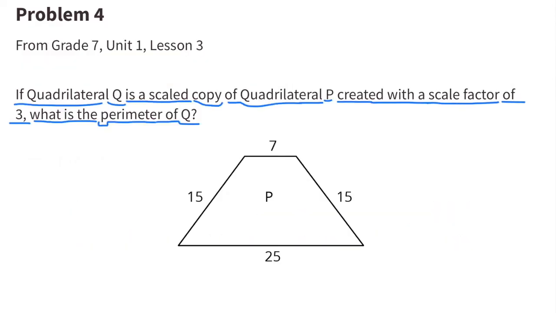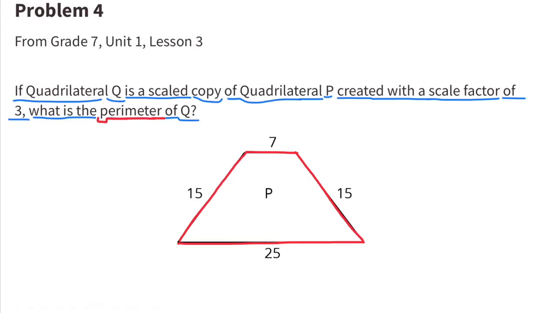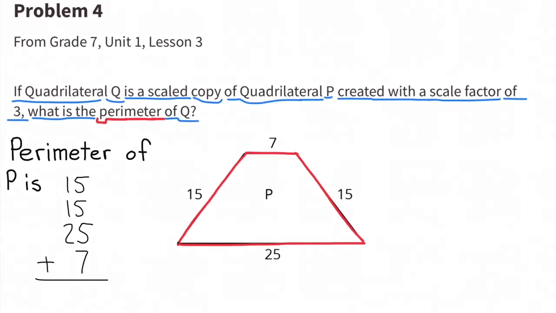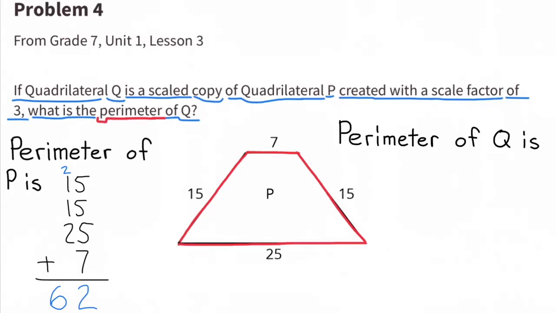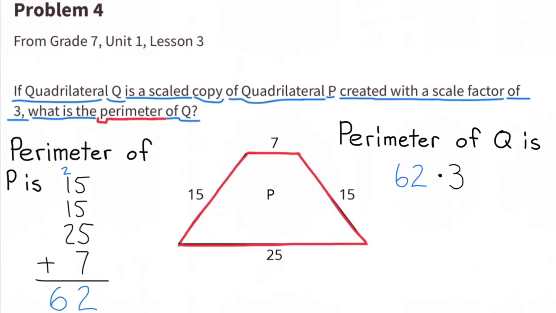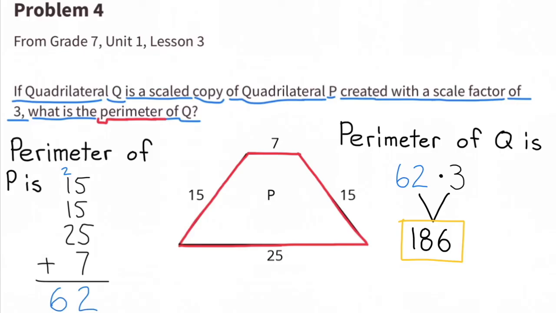Number 4. If quadrilateral Q is a scaled copy of quadrilateral P created with a scale factor of 3, what is the perimeter of Q? I've outlined the perimeter in red. We can tell that the perimeter of quadrilateral P is 62 by adding up all the side lengths. The perimeter of quadrilateral Q is going to be 62 times 3 since it was created with a scale factor of 3, and 62 times 3 is 186. The perimeter of Q is 186 units.